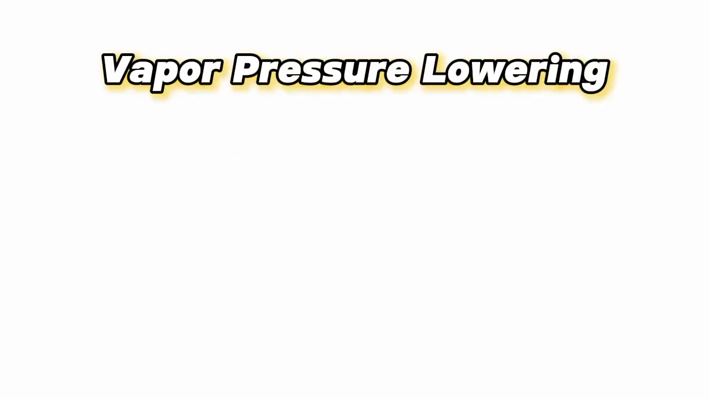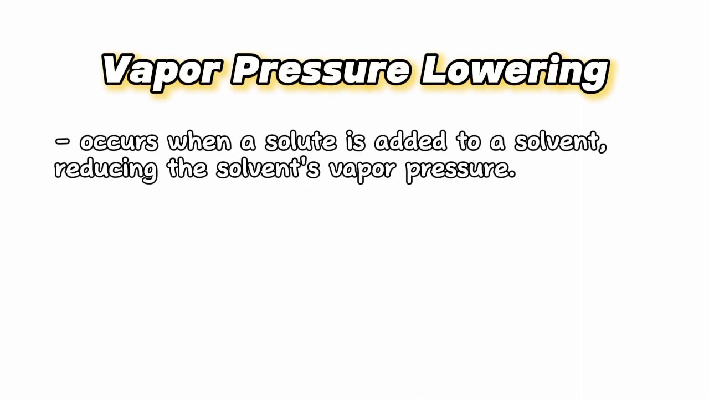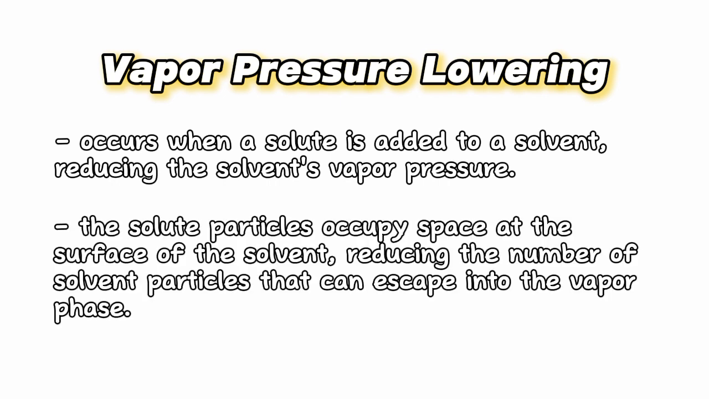Vapor pressure lowering. Vapor pressure lowering is a phenomenon that occurs when a solute is added to a solvent, reducing the solvent's vapor pressure. The addition of a non-volatile solute lowers the vapor pressure of the solvent because the solute particles occupy space at the surface of the solvent, reducing the number of solvent particles that can escape into the vapor phase. This results in a lower vapor pressure compared to the pure solvent.